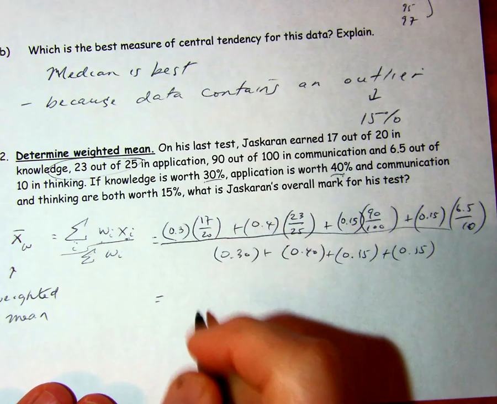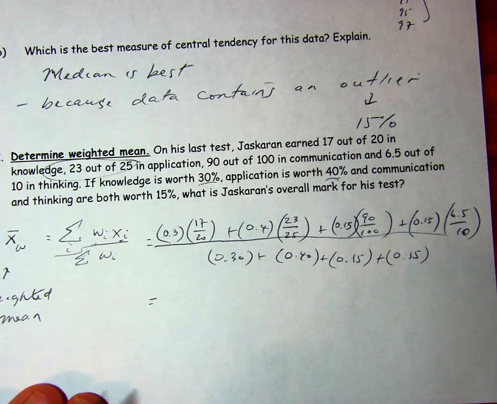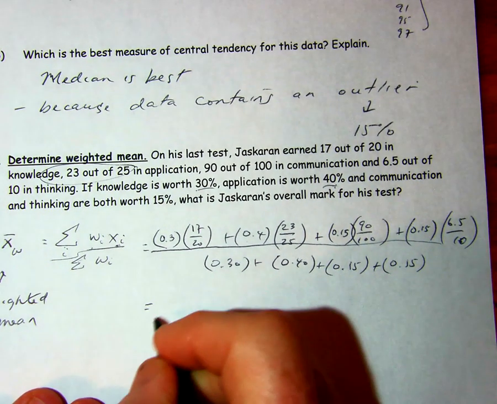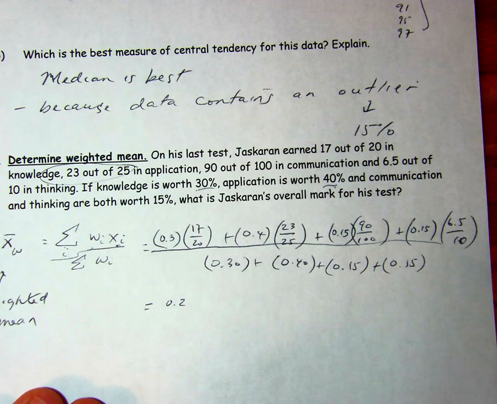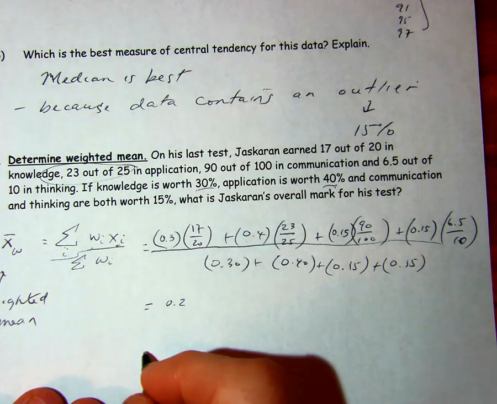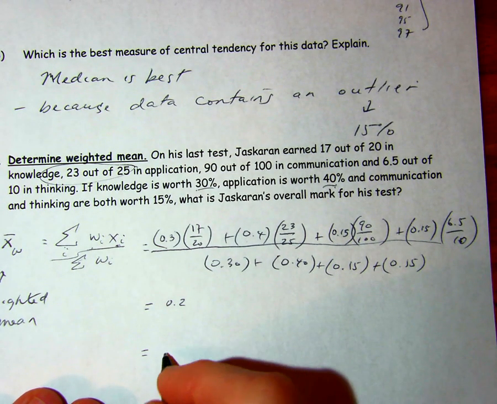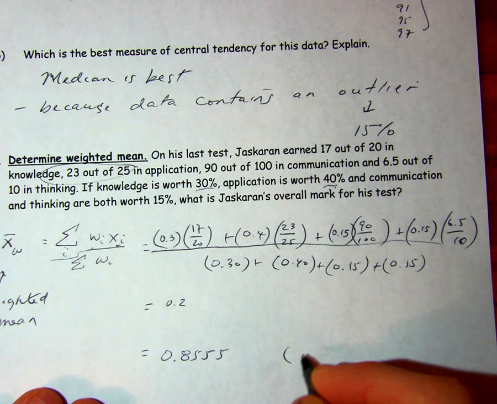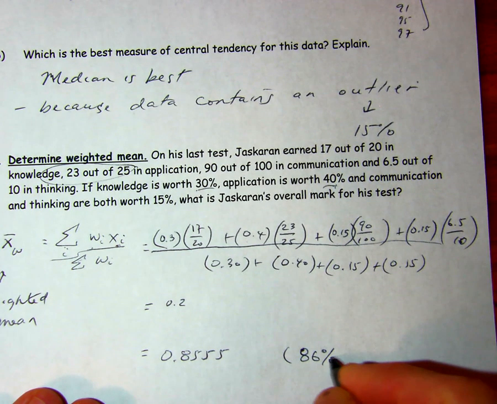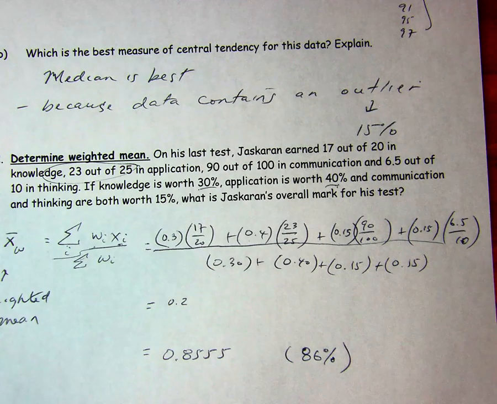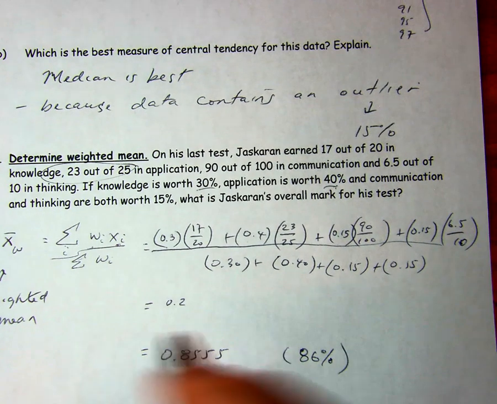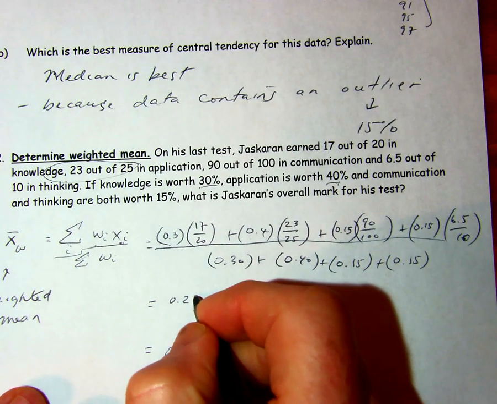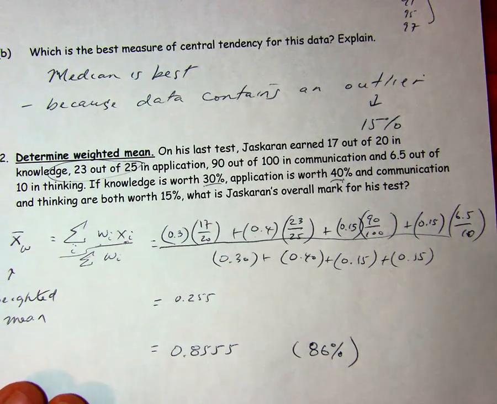If you want to calculate that, does anybody want to give me a number? 0.3 times 17 out of 20? I did it fully. Okay, I got 0.8555. Yeah, the answer is 0.8555, so basically you got an 86% on this test. But if you do the step above, you would get a mark of 0.255.